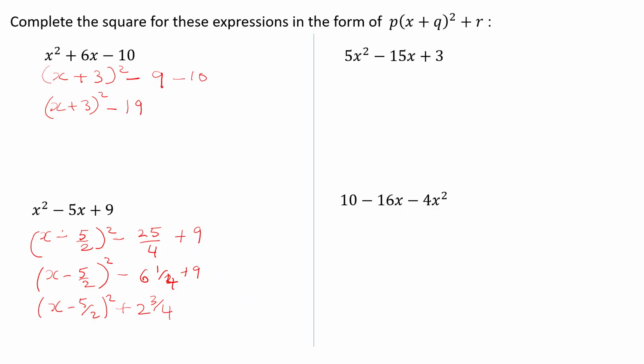So here, p equals 1. Here's 1. So p equals 1. q equals minus 5 over 2. r equals 2 and 3 quarters.